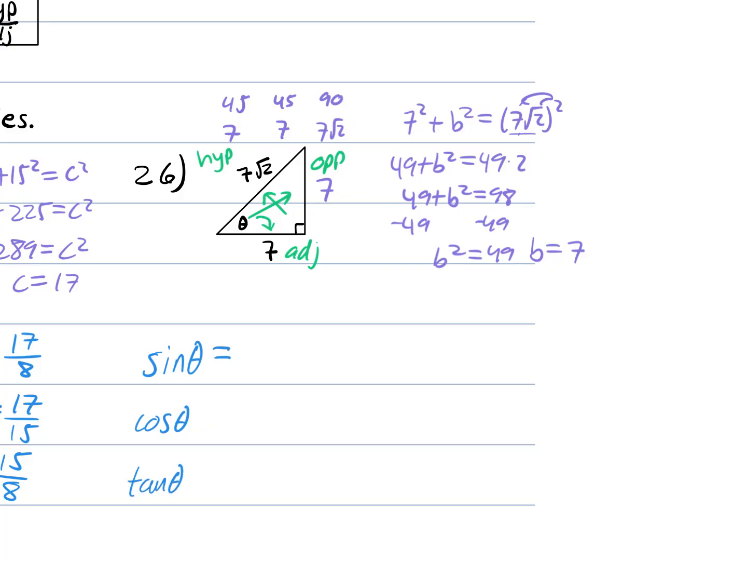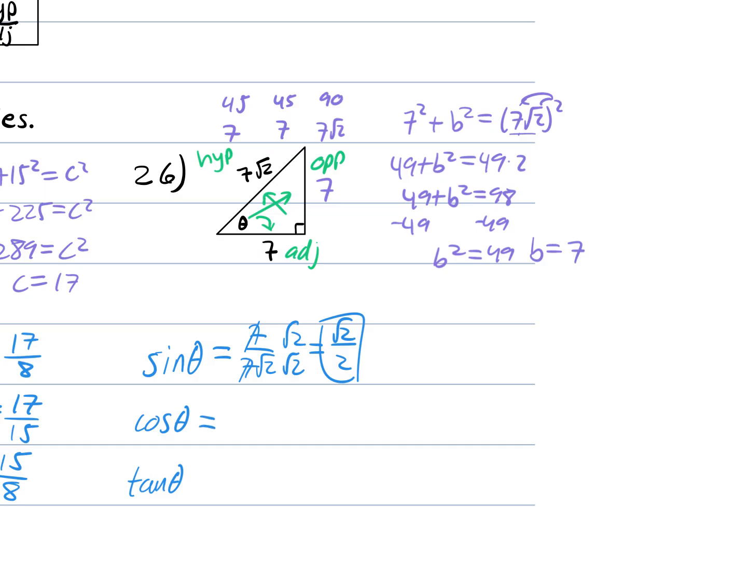So sine is going to be opposite over hypotenuse, so 7 over 7 square root of 2. The 7's cancel out, but you still need to simplify because we have a radical on the bottom. So I want to multiply the top and the bottom by the square root of 2 to get rid of that radical on the bottom, and there's your simplified answer for sine.